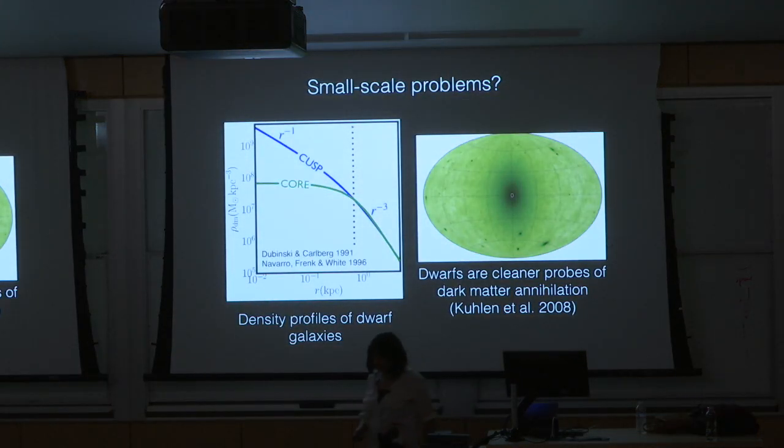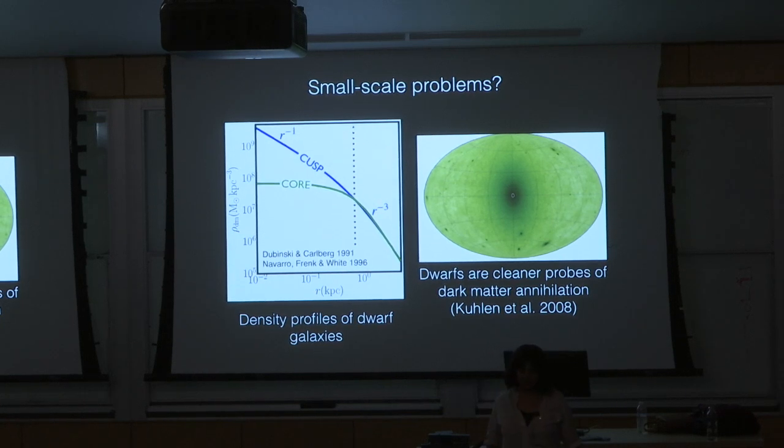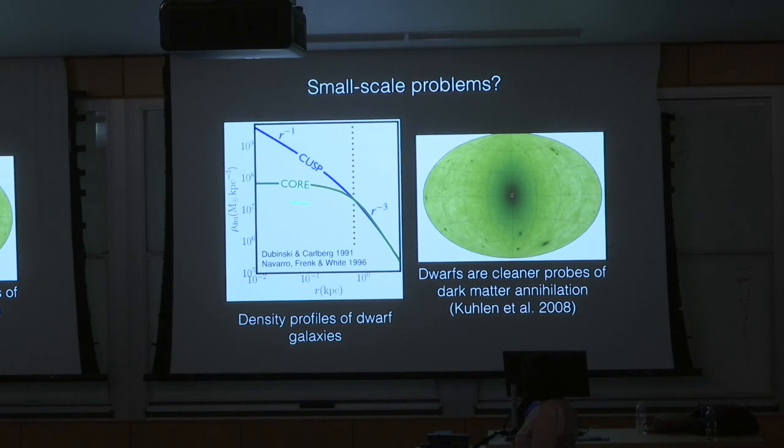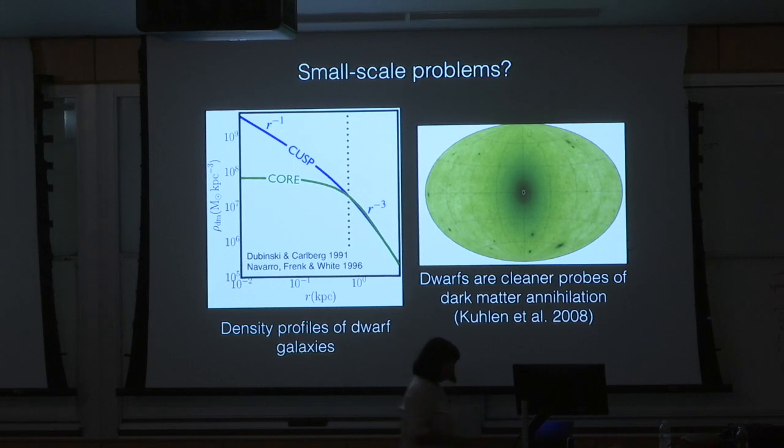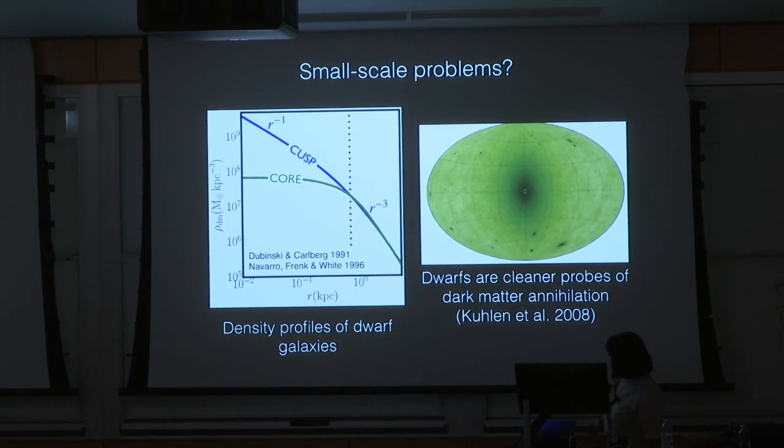Now, another problem that's plagued this paradigm, again, on small scales, concerns the discrepancy in the structure of dwarf galaxies. So the expectation from theory is that the inner density profiles of dwarf galaxies should be quite steep. Okay, so this is the so-called cusp that's expected in the cold dark matter paradigm. But the observations seem to favor a shallower profile. Now, this is the dark matter annihilation map from Via Lactea. The reason why this difference is important is, of course, because the dark matter annihilation is proportional to the density.